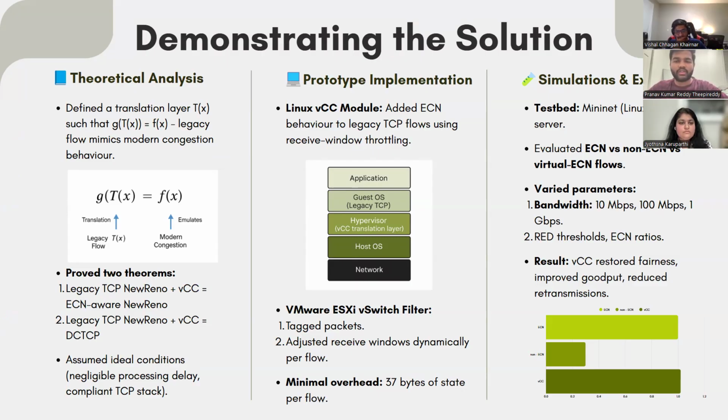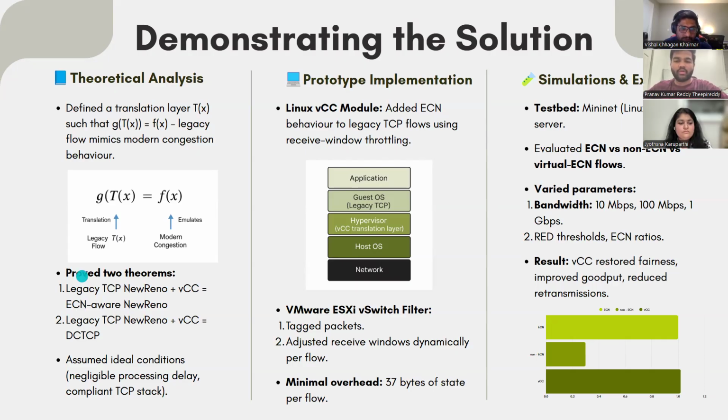Formally, it satisfies the main equation, that is, g of T of x is equal to f of x, where g is the legacy TCP logic and f of x represents the behavior of a modern ECN-aware flow. This elegant formulation means legacy apps can behave as if they were ECN capable without knowing it.